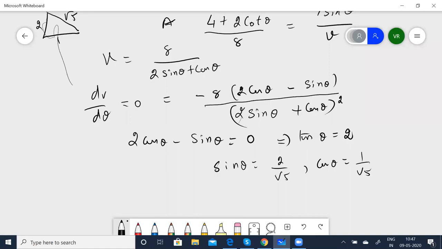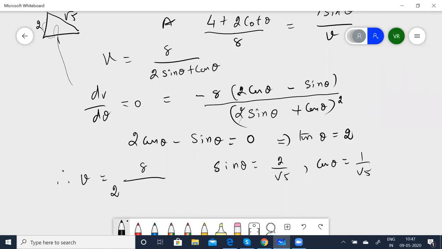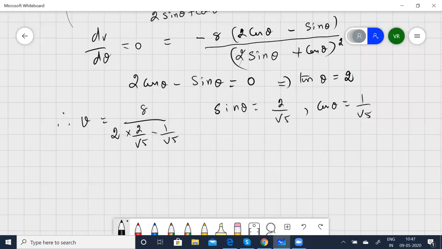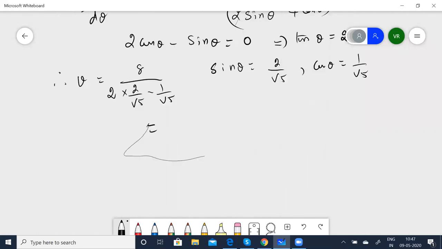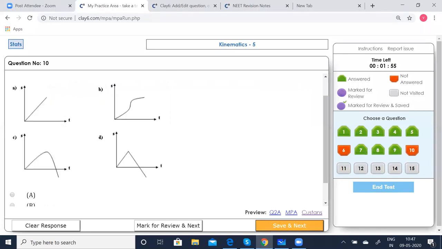So substitute the values. V is equal to 8 by (2 times 2 by root 5 plus 1 by root 5), which is equal to 3.57 meters per second. Let's see which option is correct. 3.57, yes, option C is correct. Mark that and go to the next question.